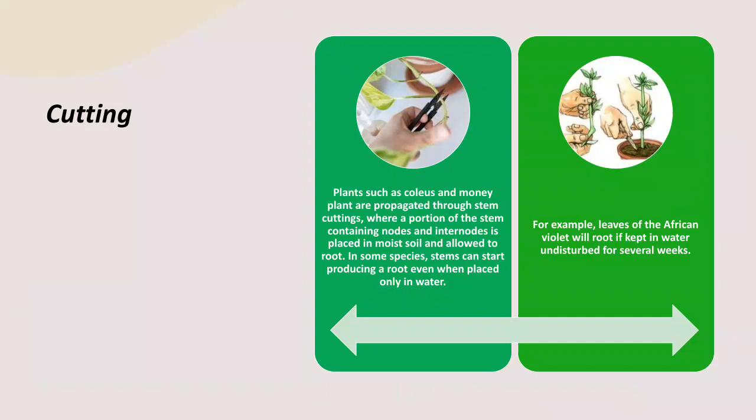In some species, stem can start producing a root even when placed in water. For example, leaves of African violet will root if kept in water and undisturbed for several weeks.